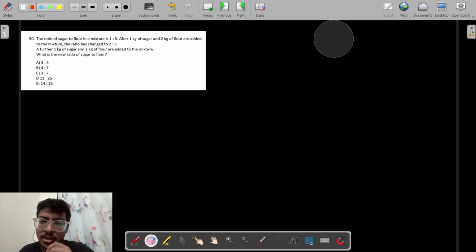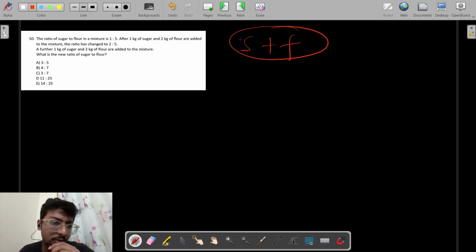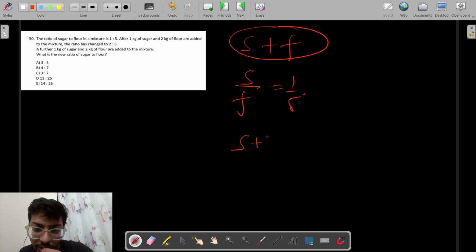The question says, you have a mixture of two things, sugar and flour, and the ratio of sugar to flour is 1 by 5. That means the ratio of sugar by flour is 1 by 5, right? And after you add 1 kg of sugar and 2 kg to the flour, the new ratio is 2 by 5. Fine. So if you add 1 to the sugar and 2 to the flour, then your new ratio will be 2 by 5.